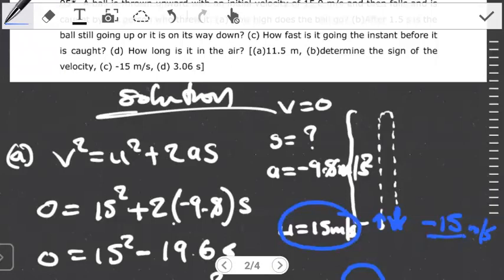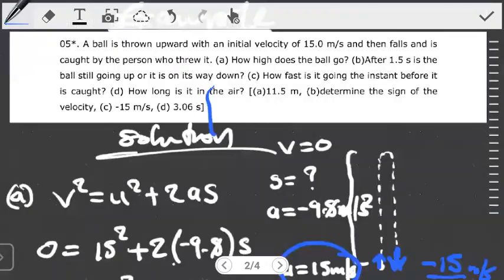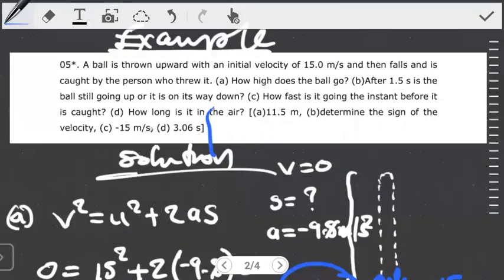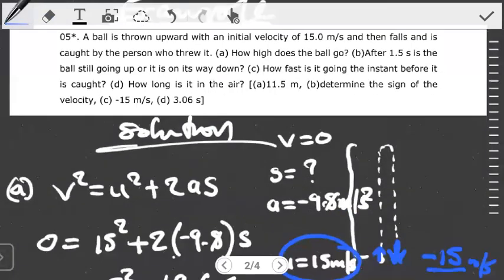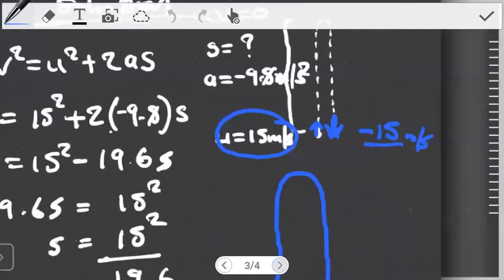Okay, lastly, D. What are they asking? For D, we're looking for how long it takes. How long is it in the air? So we want to find how long this projectile was in the air. Of course, there are a number of methods, but let's use one. Let's just look at how long it takes to reach the maximum height.